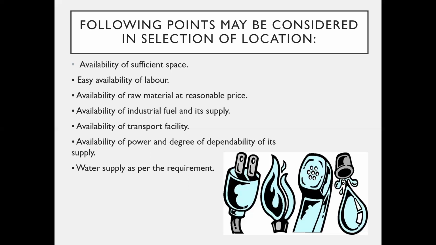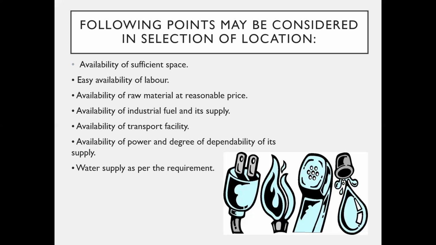Next, availability of raw material at a reasonable price. If you are starting your business in a city or a developed area, the raw material may cost you more. So if you're starting your business somewhere in an underdeveloped area, the raw material could be available at a cheaper rate. So it is very much important to identify the reasonable prices for raw material when you are selecting a location.